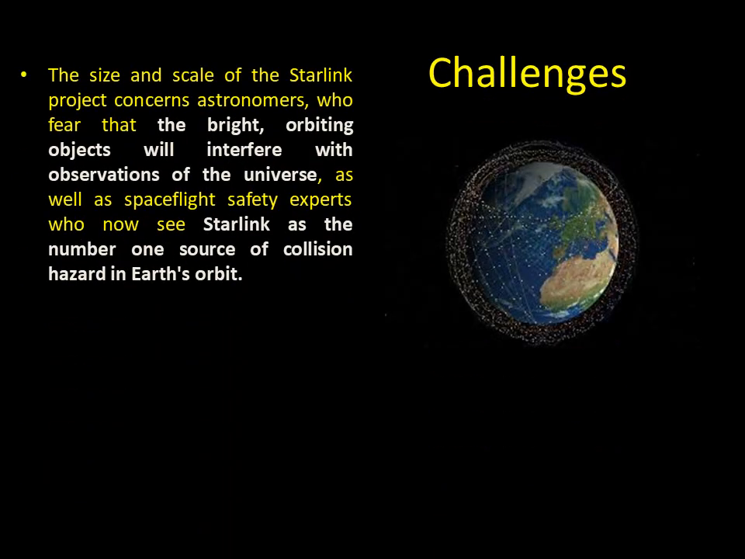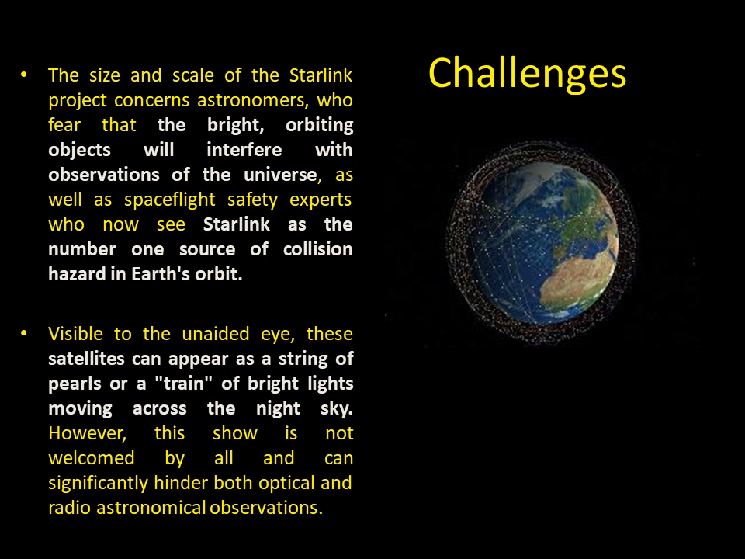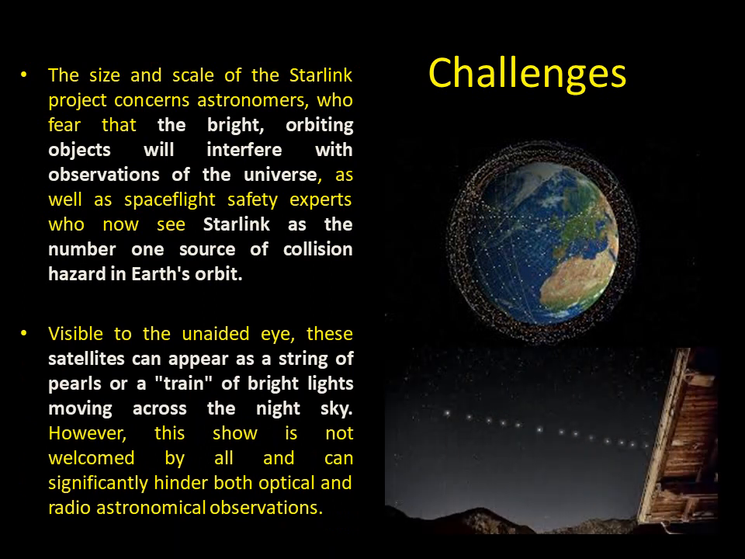The size and scale of the Starlink project concerns astronomers who fear that bright, orbiting objects will interfere with observations of the universe, as well as spaceflight safety experts who now see Starlink as the number one source of collision hazard in Earth's orbit. Visible to the naked eye, these satellites can appear as a string of pearls or a train of bright lights moving across the night sky. However, this show is not welcomed by all and can significantly hinder both optical and radio astronomical observations.